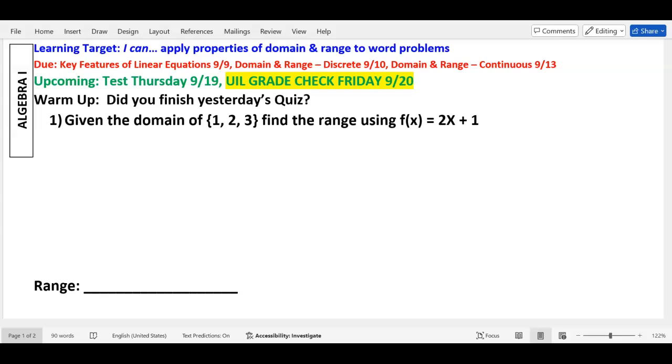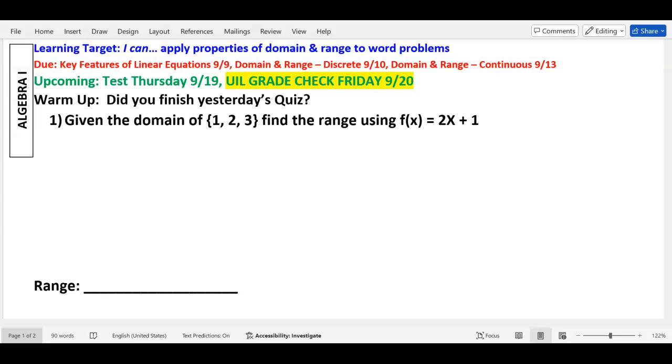So, yesterday we had a quiz, so if you were not here, you gotta make sure we do that. First things first, we have a UIL grade check on Friday. So if you need to be passing for something, Friday's the day. You want to be passing by. We have a test on Thursday. So tomorrow we'll review. Today we're just going over some word problem stuff. I want to make sure we finish our quizzes. So here we go.